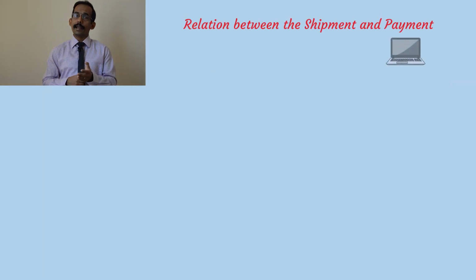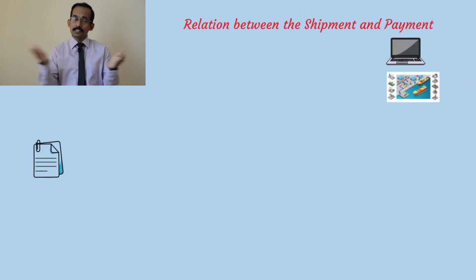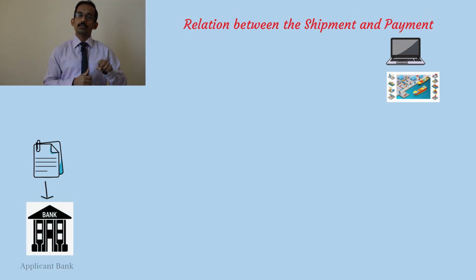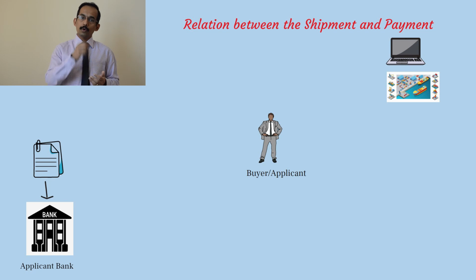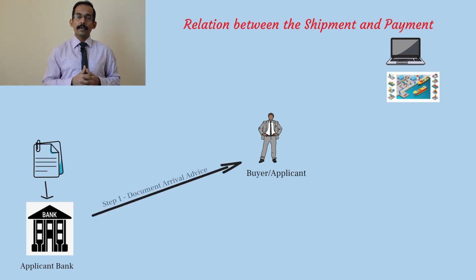Now the shipment has arrived at the port as per the terms agreed upon in the order, and the documents have also reached the applicant bank. Now the applicant bank checks all these original documents. They go through whether everything is in terms as mentioned in the LC, and if there are any discrepancies, that would be intimated to the applicant via a document arrival advice stating the discrepancies.